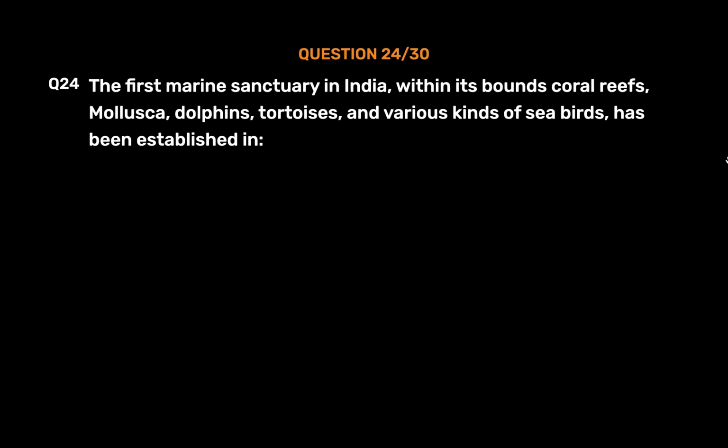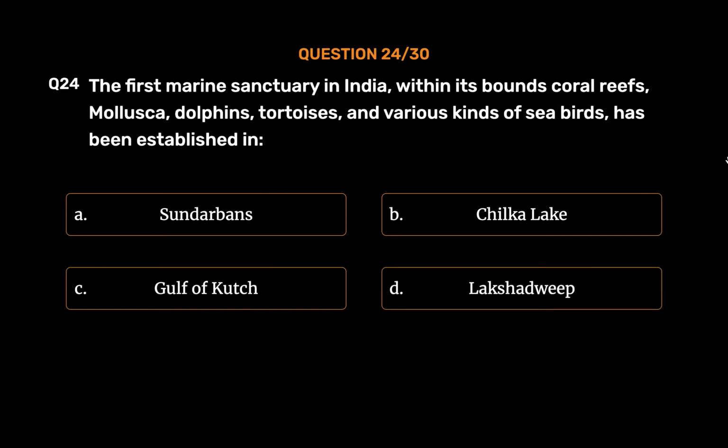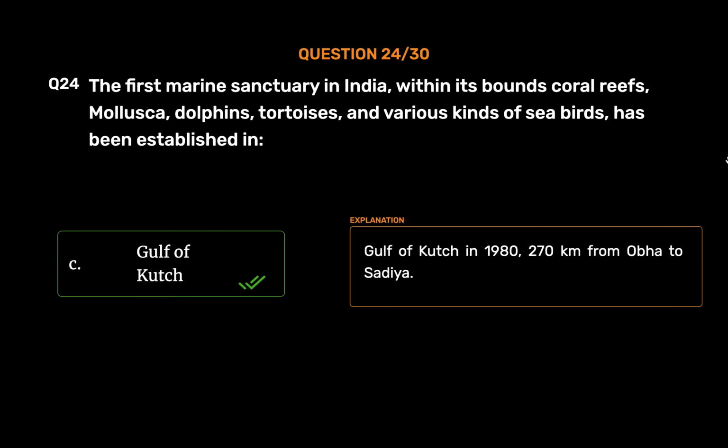coverage. Question number 24. The first marine sanctuary in India, within its bounds coral reefs, mollusca, dolphins, tortoises, and various kinds of seabirds, has been established in option A. Sundarbans. Option B. Chilka Lake. Option C. Gulf of Kutch. Option D. Lakshadweep. The correct answer is option C. Gulf of Kutch. Gulf of Kutch in 1980, 270 kilometers from Obha to Sadia.